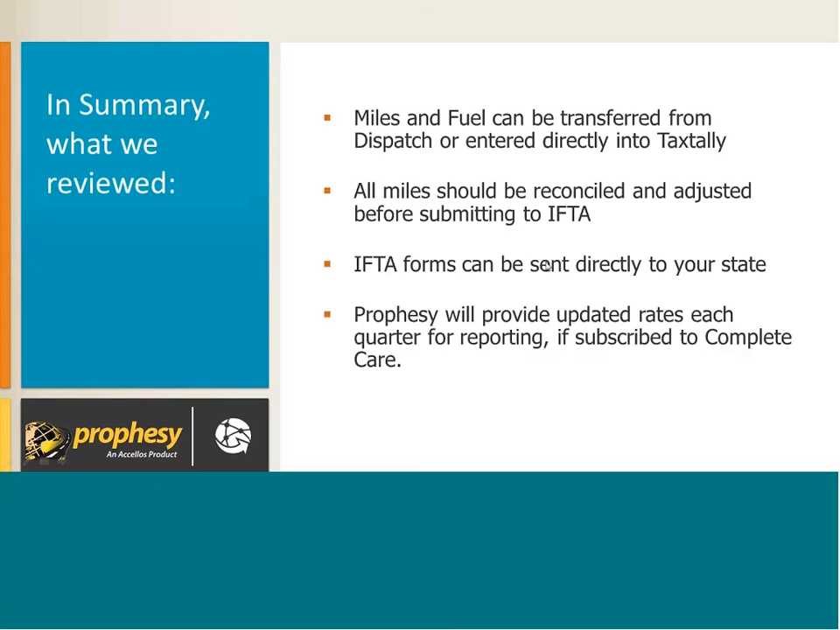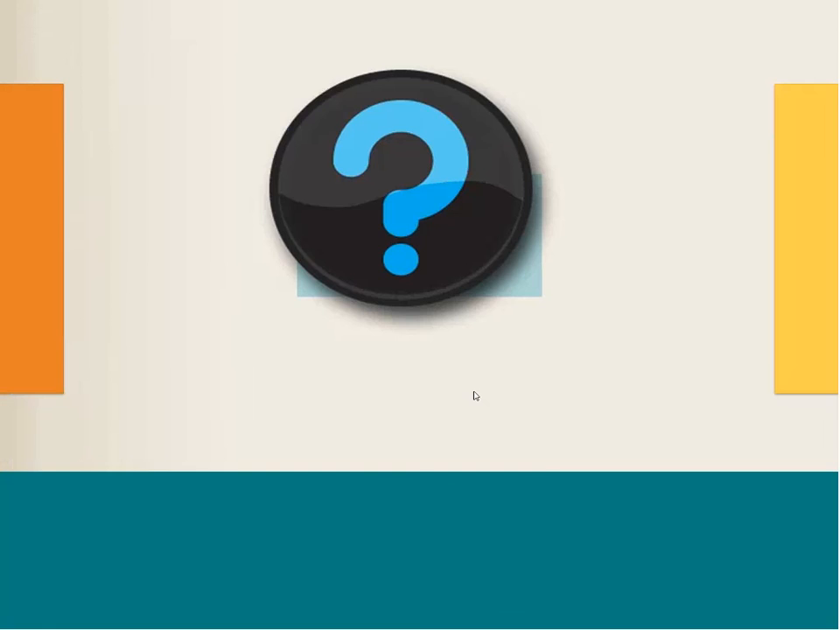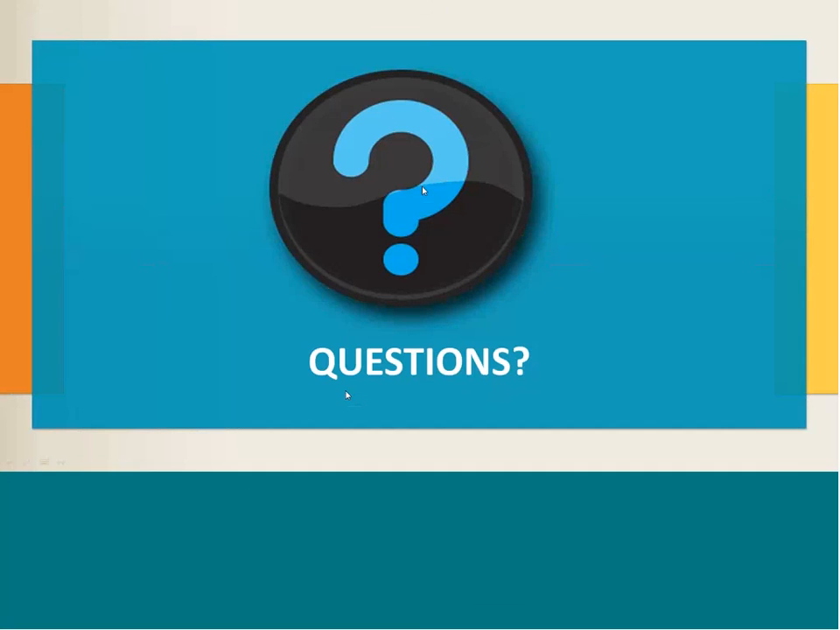We talked about how IFTA forms can be sent directly to your state using the forms provided in the software, or transpose data onto your own forms. And we also discussed how to download the updated tax rates that we provide if you subscribe to our Complete Care program. So what I'd like to do now is open it up. I think Kevin's going to unmute you guys, and we're going to allow you to ask some questions.